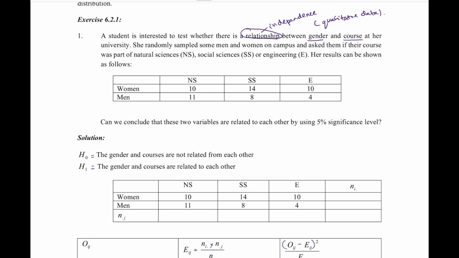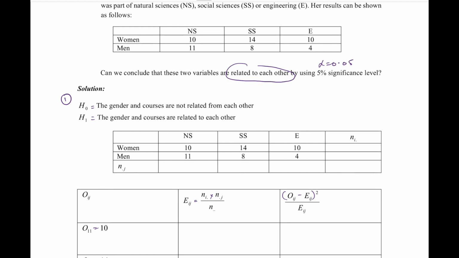data. She randomly sampled some men and women on campus and asked them if their course was part of natural science, social science, or engineering. The results can be shown as follows. Can we conclude that these two variables are related to each other by using alpha 0.05? So this is an independence test. Step number 1 is your hypothesis. H null: the gender and course are not related to each other, or we can say that they are independent. H1: the gender and course are related to each other. This is dependent.